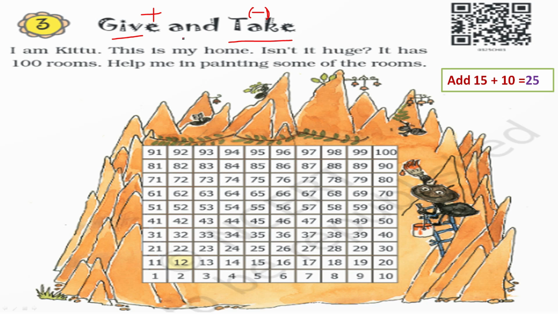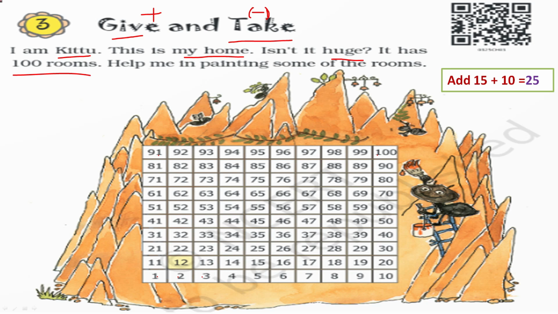see in this chapter. Here one character is there, I am Kittu. This is my home. Here is the home for Kittu. It is huge, means very big. It has how many rooms? 100 rooms. Your house will have 2 rooms or 3 rooms or 4 rooms. But here how many rooms are there? 100 rooms are there. Room number 1, 2, 3 up to 100. There are 100 rooms in this home.